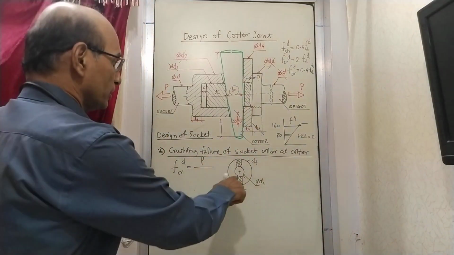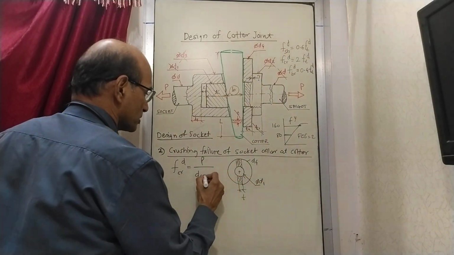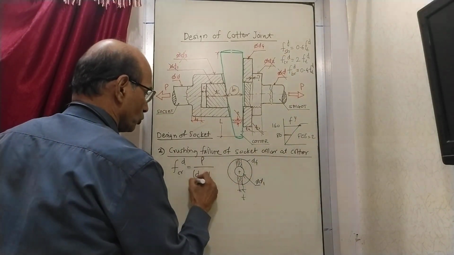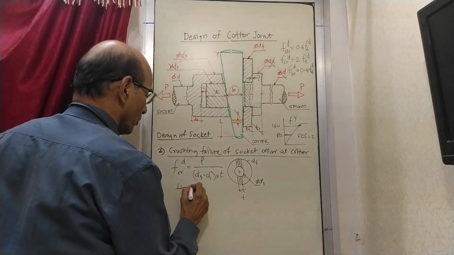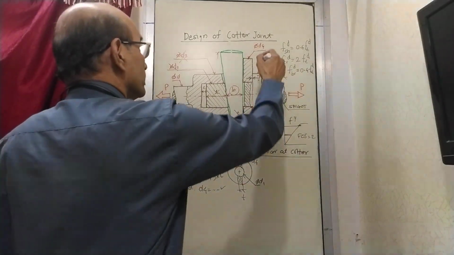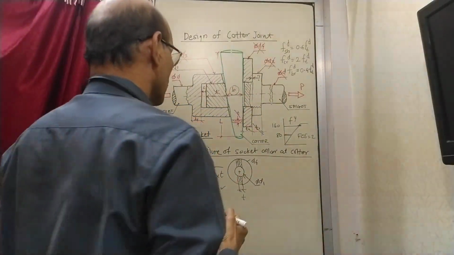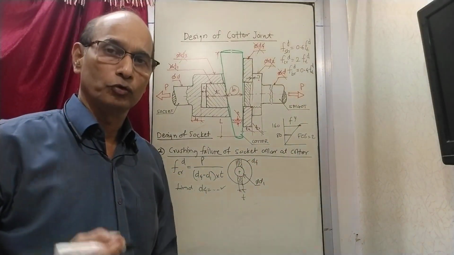Okay. So what will be the area here? The area will be D4 minus D1 into T. So this will give you D4. We get this size D4 by considering the crushing failure of the socket collar at the cotter, due to the cotter.